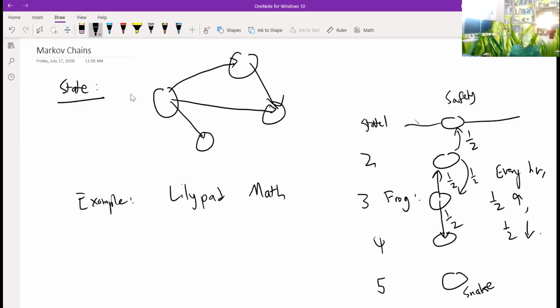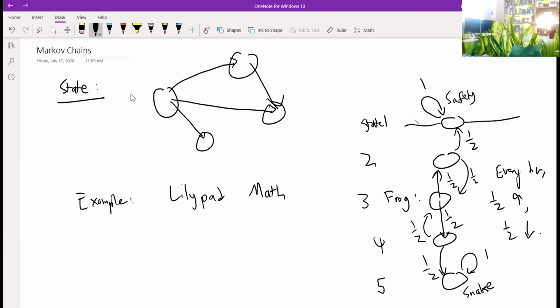And at safety, you would just stay at safety. So this would be a guaranteed chance of 1 of staying at itself. And then, for example, over here from the bottom lily pad, 1/2 chance of going back and a 1/2 chance of going to the snake. And the snake is also just to itself, you're dead if you go to the snake, pretty much.